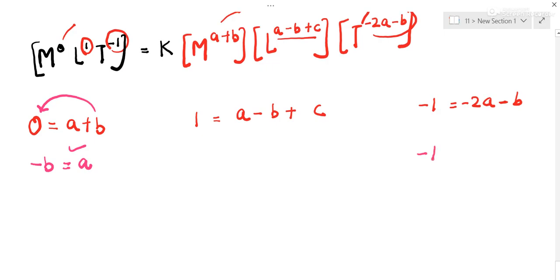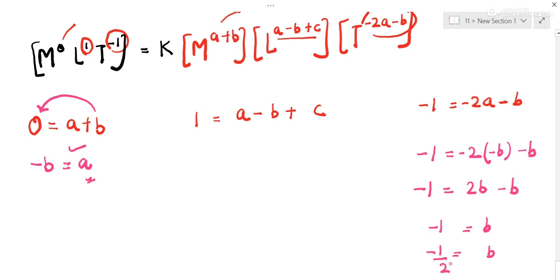Okay, so we will write here minus A, minus 2. We are substituting the value of A here. Minus B, minus B. So it is minus 1. It is 2B minus B. So B is equal to minus 1 by, it is minus 1. Minus minus plus. So 2B minus B is B. So I have got the value of B, which I'll substitute here.